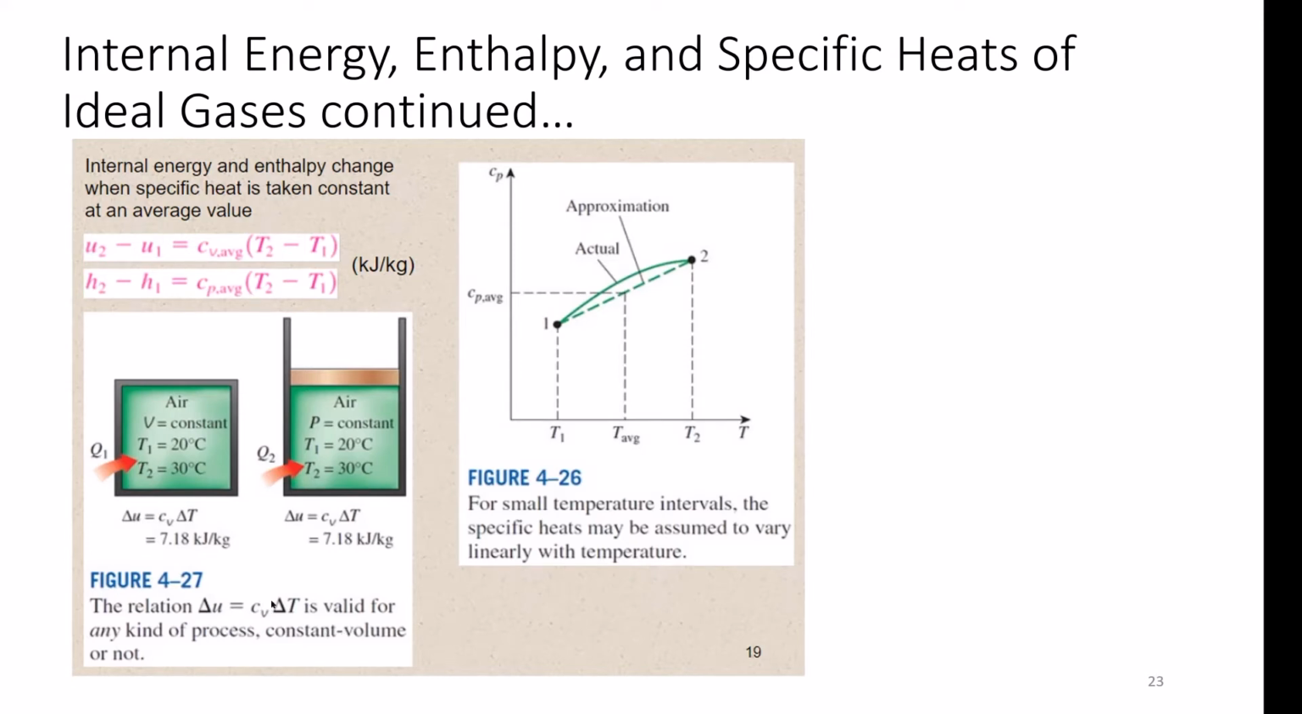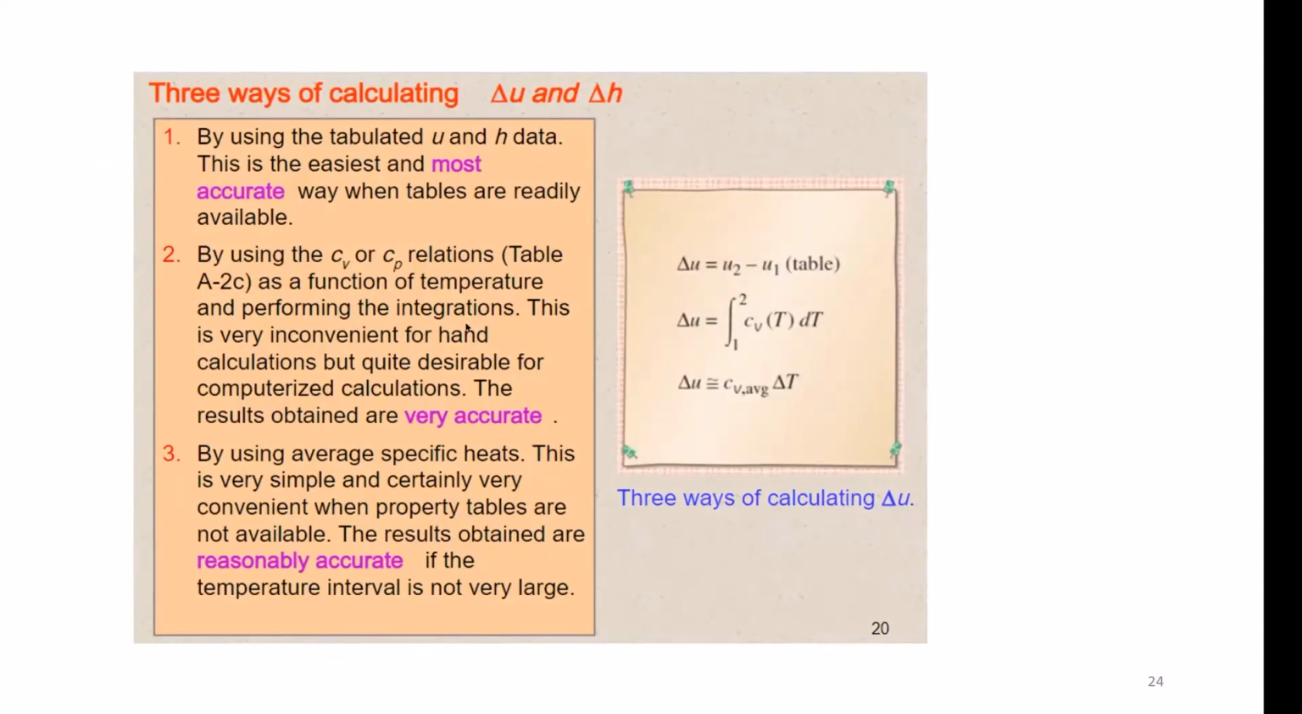And what we'll find from that is that this is a good approximation, whether or not it's a constant volume, we could use this even if it's a constant pressure, okay? We can make that approximation for small delta T. So we can look at different ways of calculating the delta U, or change in internal energy, or the change in enthalpy. We can use data that's already been tabulated, okay? As long as we have those tables.